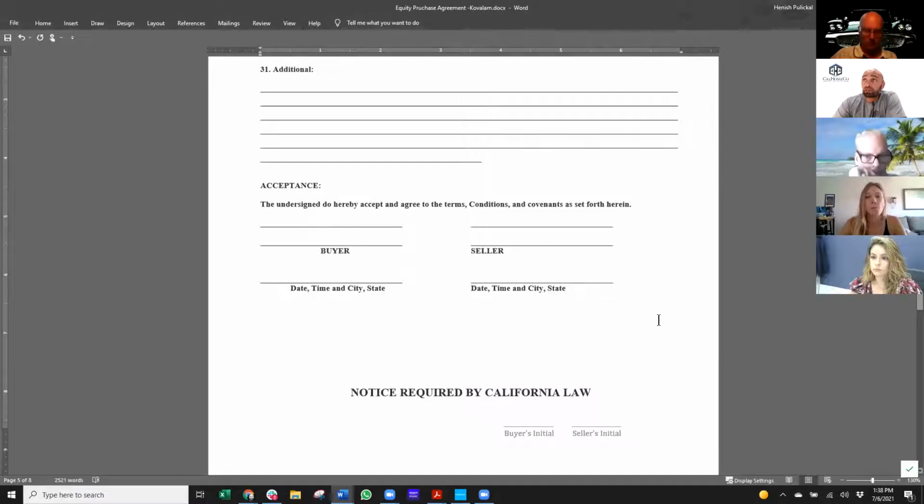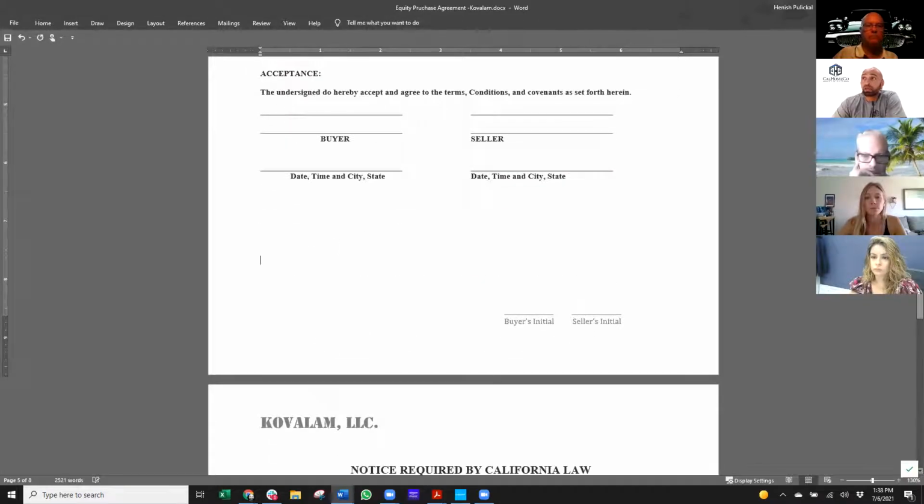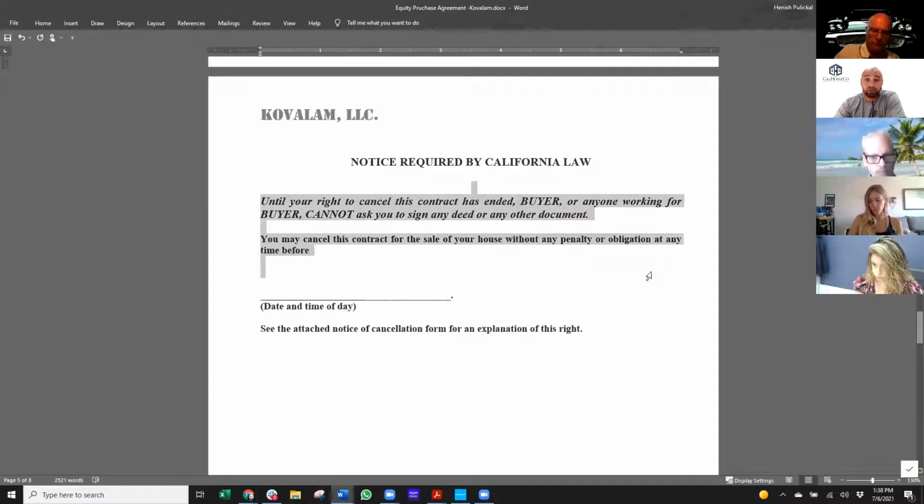Okay. This is your acceptance, buyer and seller, date, time, city, and state. Notice required by California law. This is part of the Equity Purchase Act. It's Civil Code 1649 in California. You can look it up and see the exact text, but basically it says that I need to have this on here exactly, because of all of the unscrupulous, quote unquote, investors and wholesalers in the past that would take advantage of unknowing sellers.